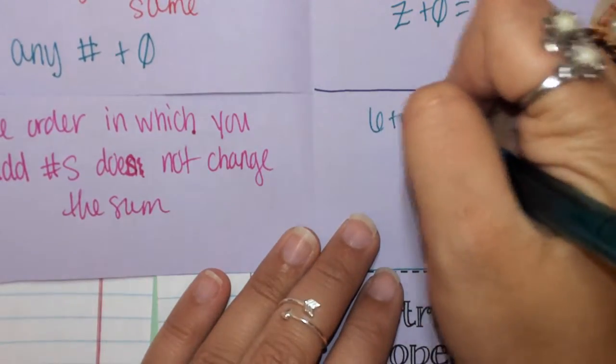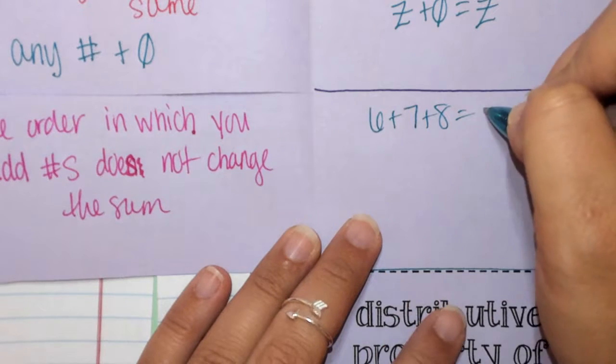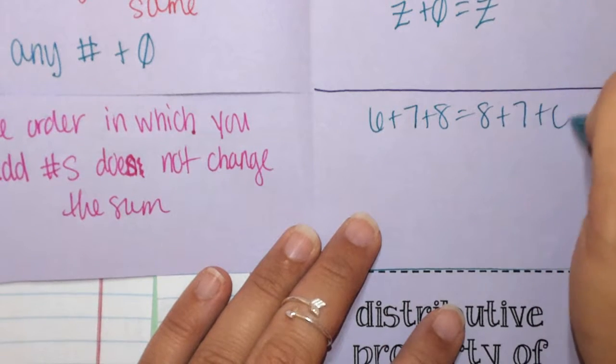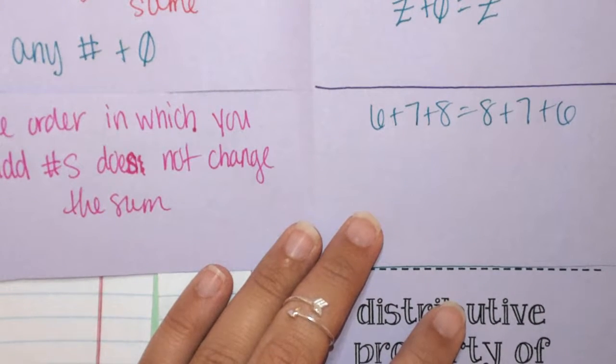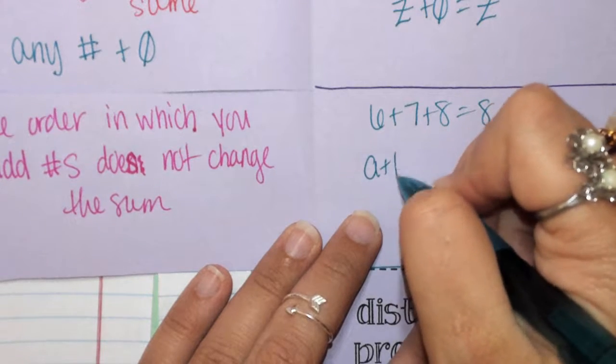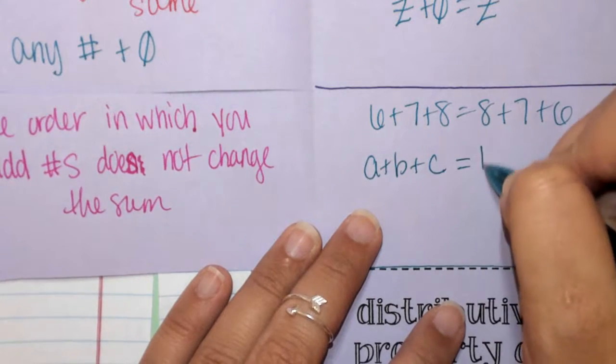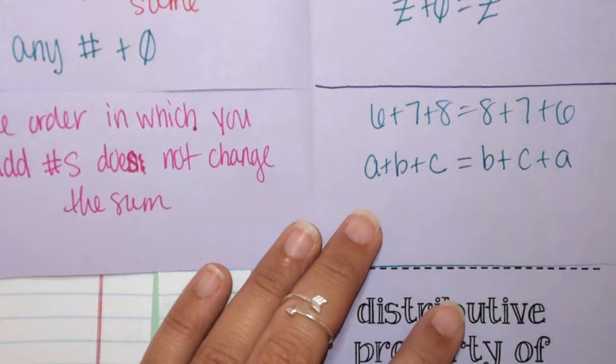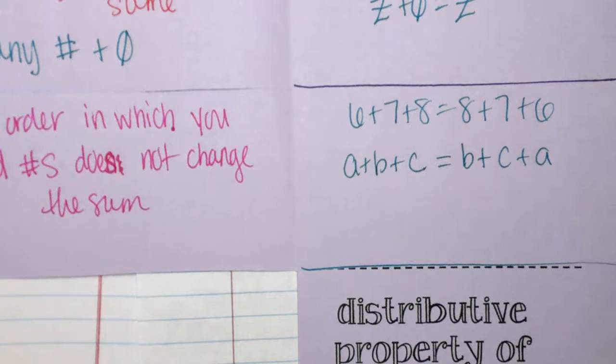Alright, so if I say 6 plus 7 plus 8, is that the same thing as 8 plus 7 plus 6? It is. If I say A plus B plus C, is that the same thing as B plus C plus A? It is. Ta-da!